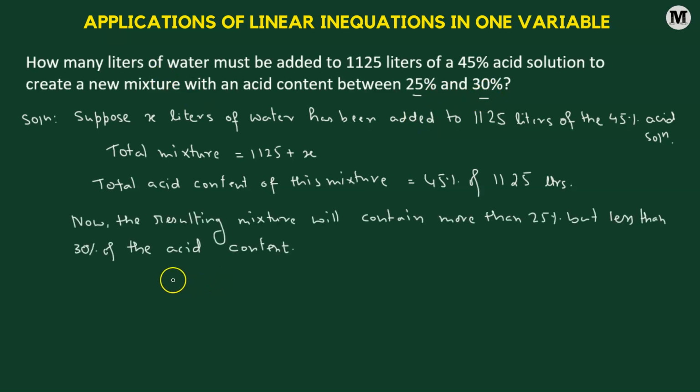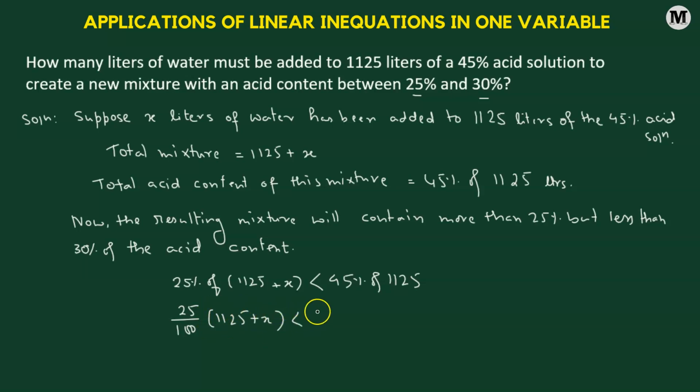In other words, we are saying that 25% of the mixture, which is 1125 plus X, this amount of acid content is always going to be less than the 45% of the original acid content in 1125 liters. So let's solve for that. So here we have 25 over 100 of 1125 plus X. This is going to be less than 45% of 1125, which will be 45 over 100 times 1125.